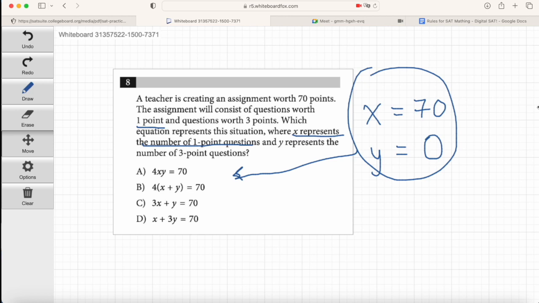Look at answer choice A. Is that going to give us a true statement for these values? No. What do we get on the left-hand side for answer choice A? We'll get 0, right? Because y is 0. Anything times 0 is 0. The whole left-hand side is 0. Not a true statement for answer choice A. Gone. What about answer choice B? Is that going to give us a true statement for these values? No, we're going to get 4 times 70. I think that's 280, but just not a true statement for those values. It's not A or B. What about answer choice C?